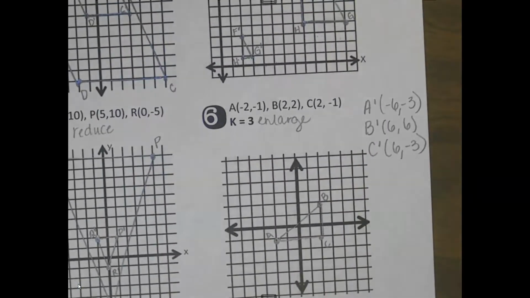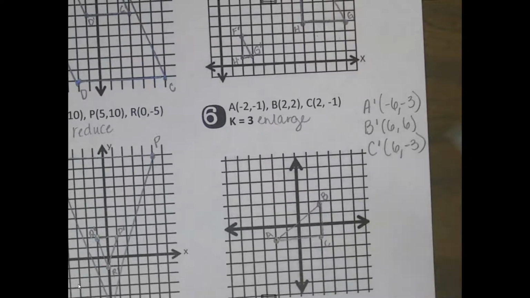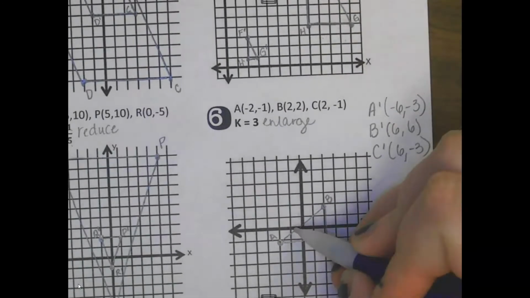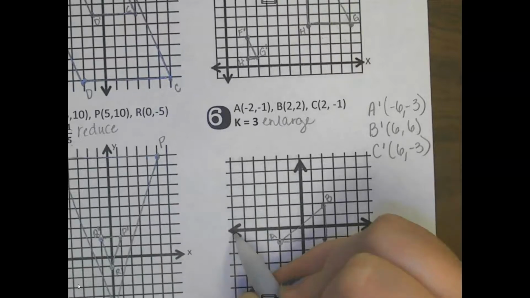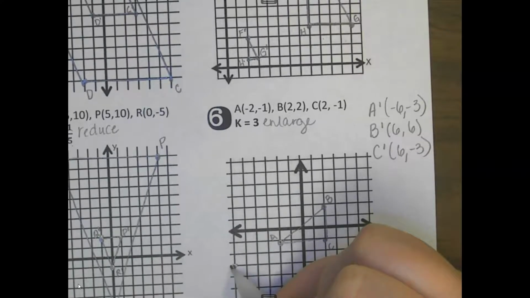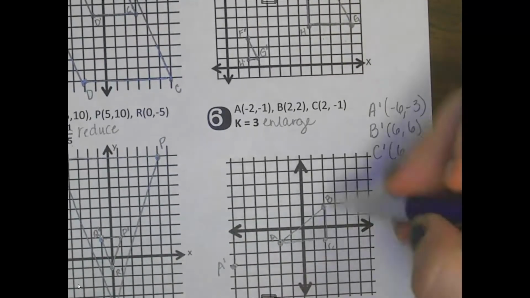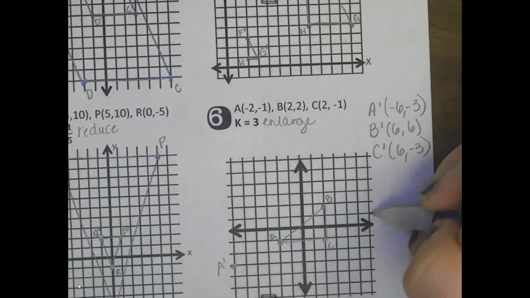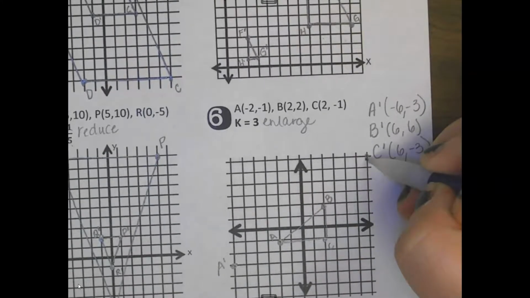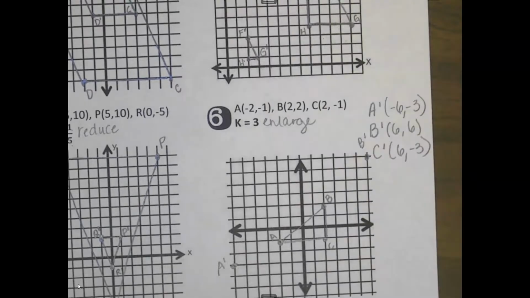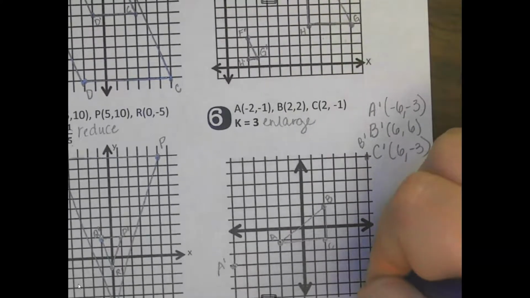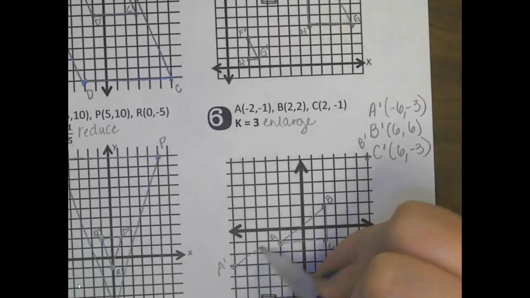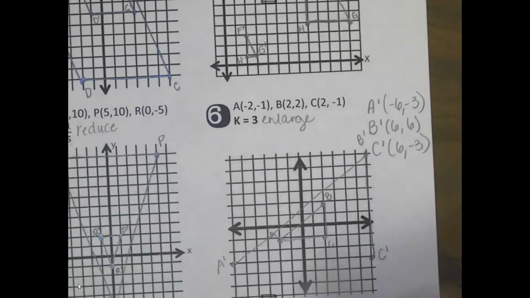All right, there is my original figure. There is my new points. I didn't plot my new points yet because I didn't want you to get confused with the two figures. And now I'm going to plot my new points. 1, 2, 3, 4, 5, 6. 1, 2, 3. There's my A prime. 6, 6. 1, 2, 3, 4, 5, 6. 1, 2, 3, 4, 5, 6. There's my B prime. And then 6, negative 3 is my C prime. And there is my new figure.